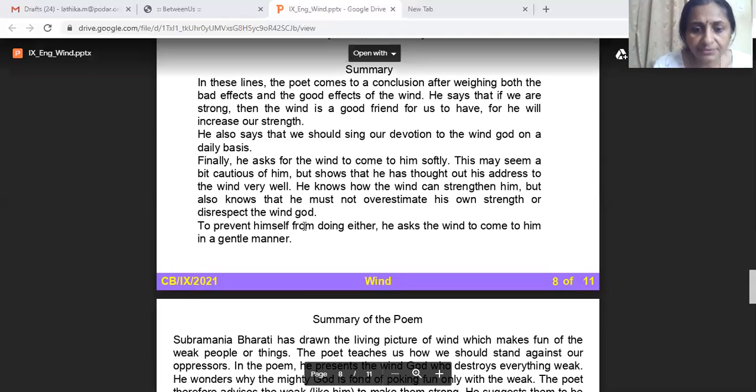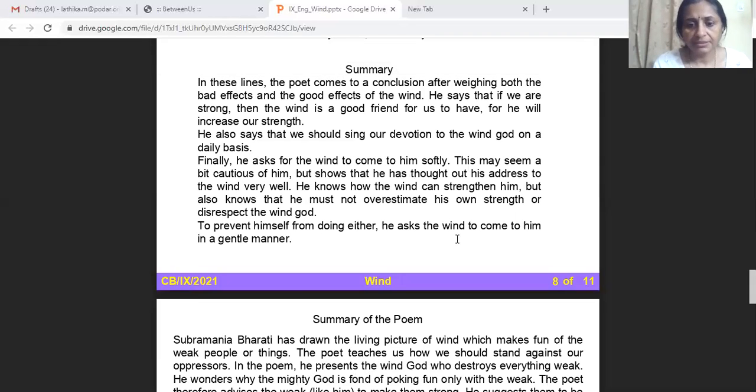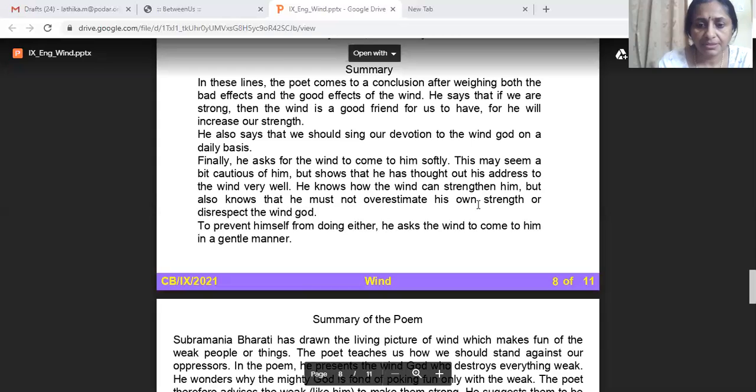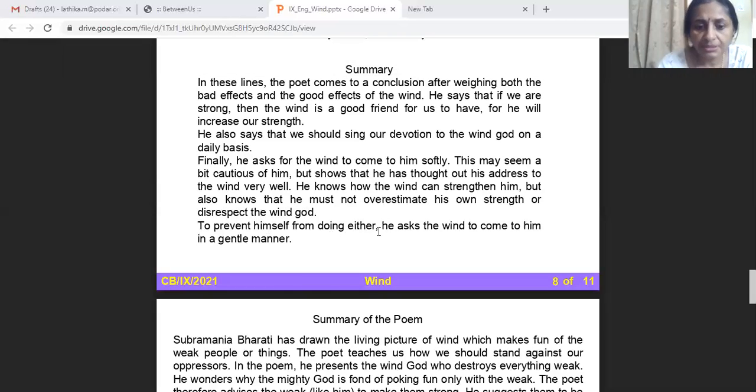Finally, he asks for the wind to come to him softly. This may seem a bit cautious of him, but it shows that he has thought out his address to the wind very well. He knows how the wind can strengthen him, but also knows that he must not overestimate his own strength or disrespect the wind god. To prevent himself from doing either, he asks the wind to come to him in a gentler manner.